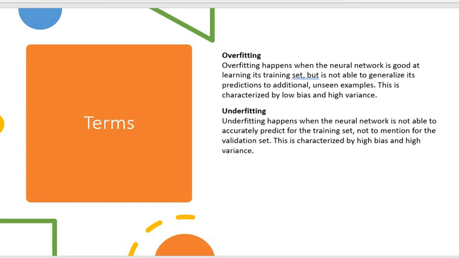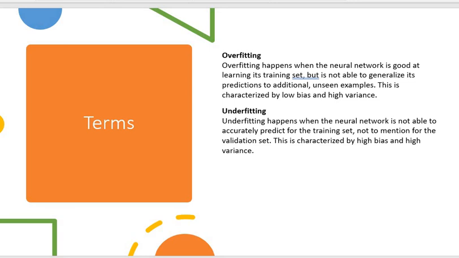It happens when your network is good at learning the training set, but it's not able to generalize the predictions to additional unseen examples. This is characterized by low bias and high variance. The second problem is underfitting. Underfitting happens when the neural network is not able to accurately predict for the training set, not to mention for the validation set. This is characterized by high bias and high variance. So, very important: low bias and high variance means overfitting, and high bias and high variance, both high, means underfitting.